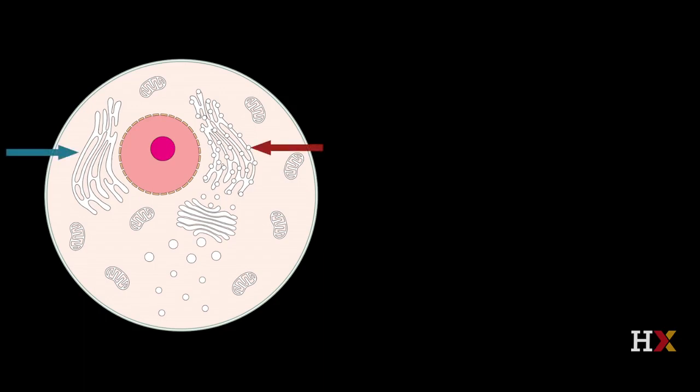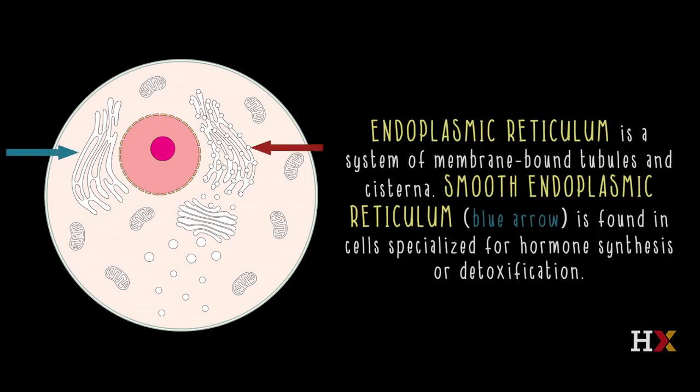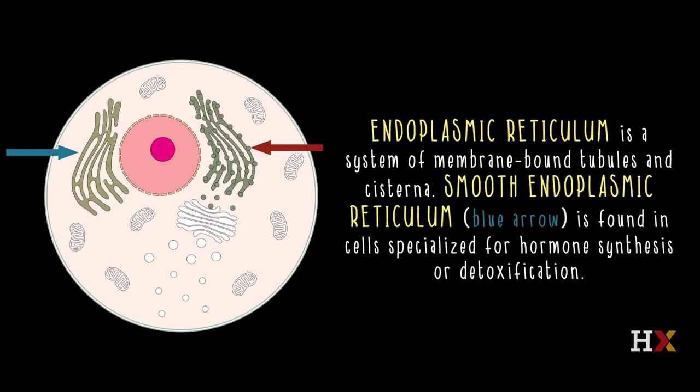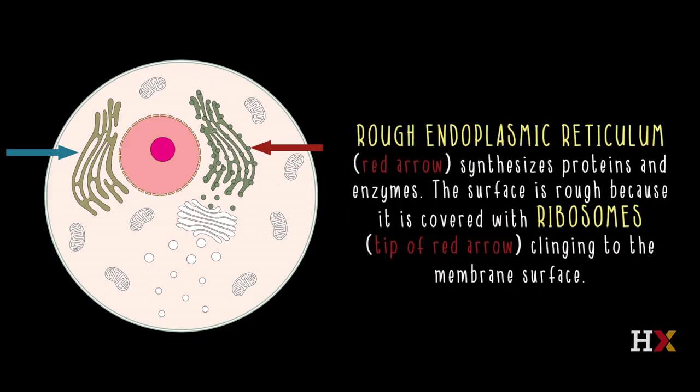Endoplasmic reticulum, which is indicated by both the blue arrow and the red arrow, is a system of membrane-bound tubules and cisternae. Smooth endoplasmic reticulum is found in cells specialized for hormone synthesis or detoxification, and rough endoplasmic reticulum synthesizes proteins and enzymes. The surface is rough because it's covered with ribosomes that are clinging to the membrane surface of the reticulum.